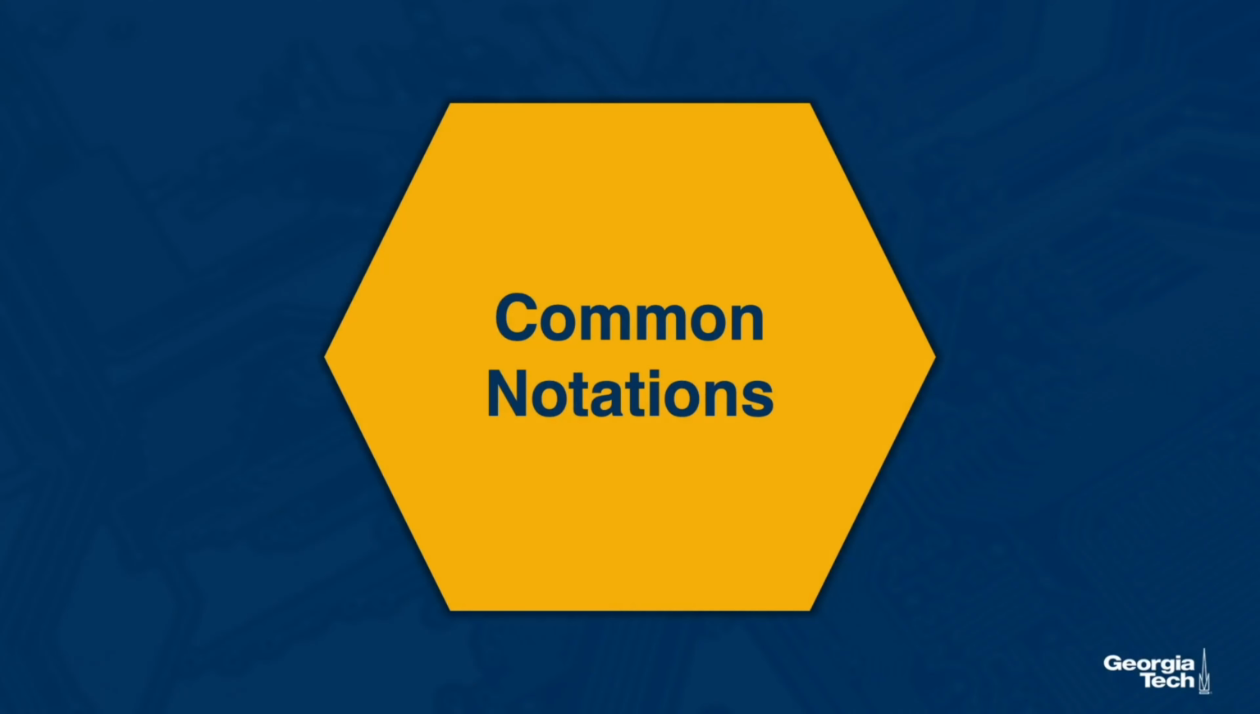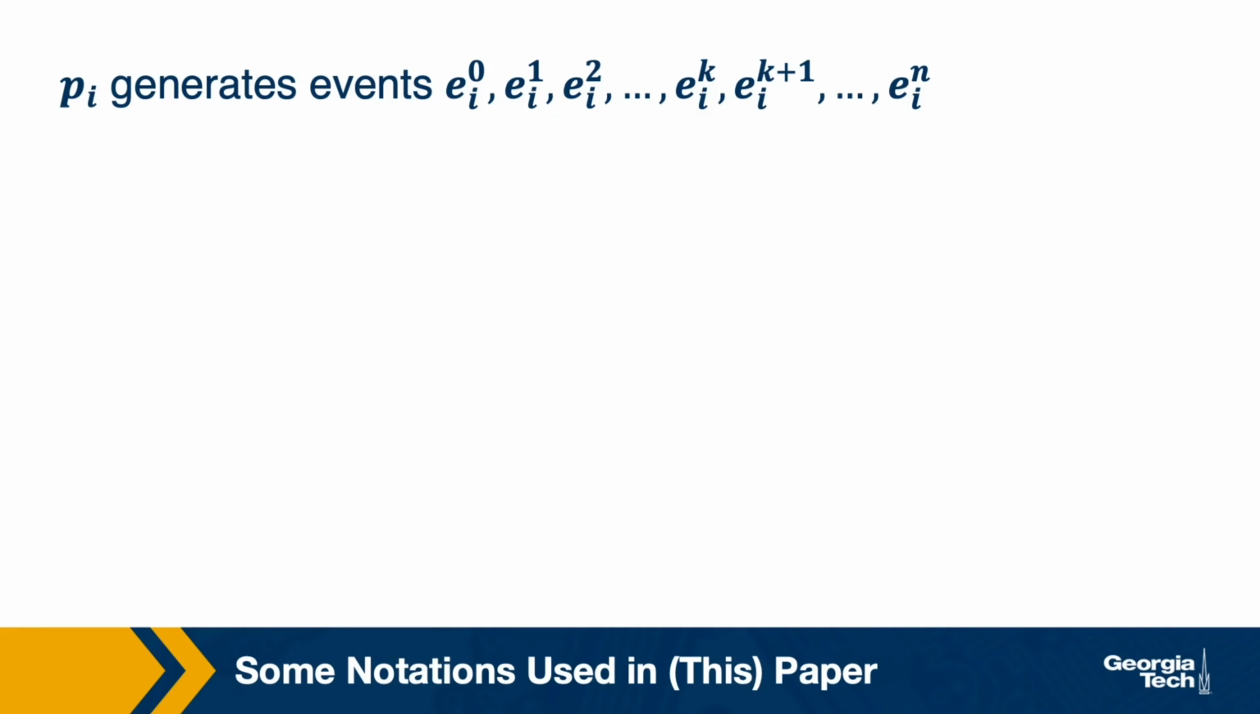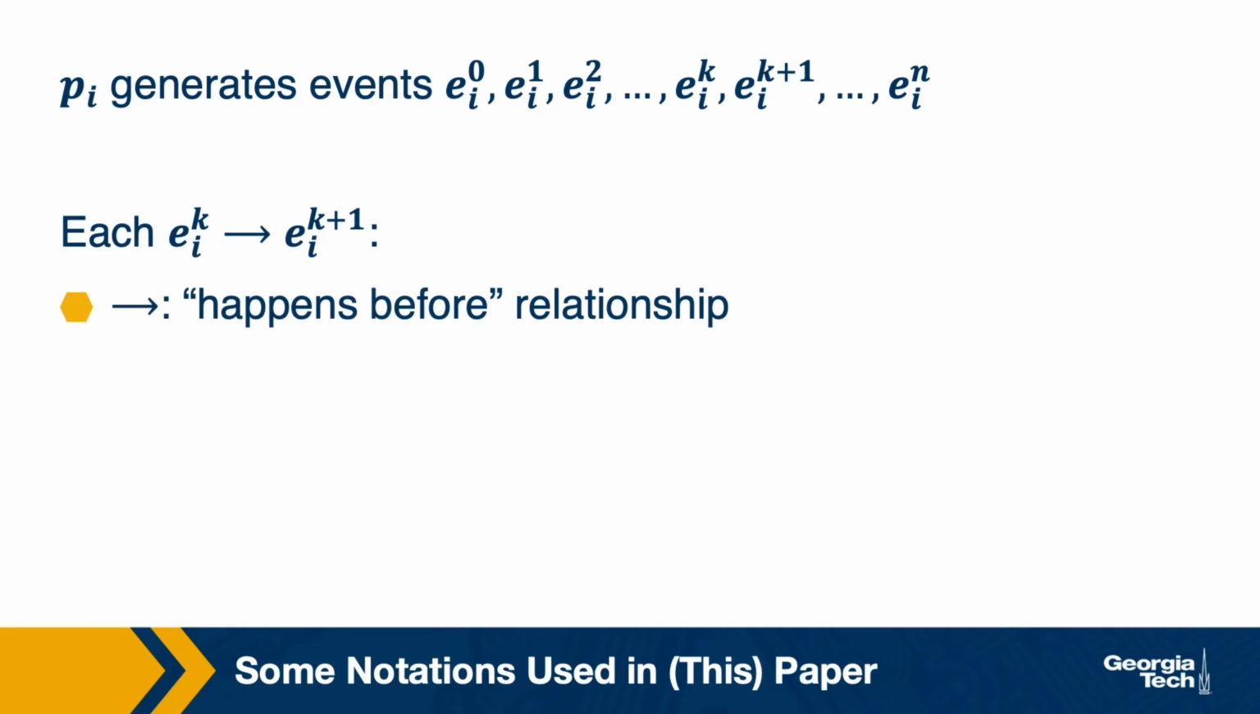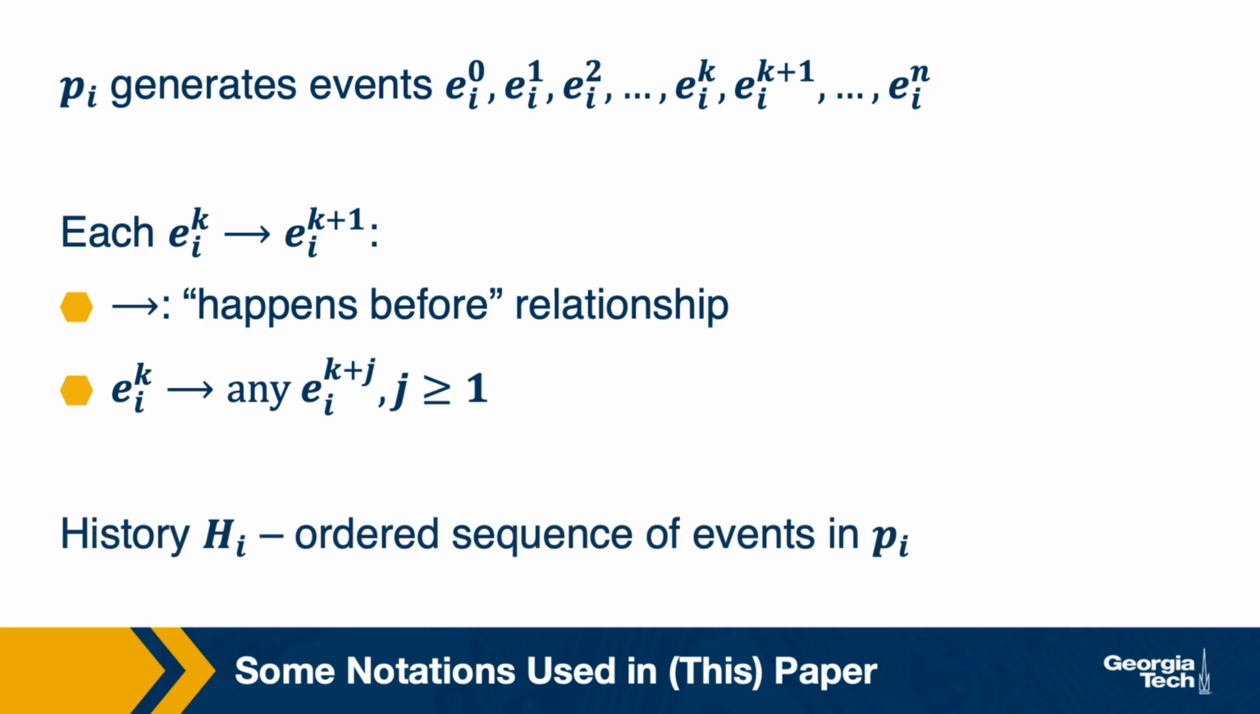Before we go into further detail, I want to introduce some notation that we will use in this and some of the subsequent lessons. The execution of a process Pi is a sequence of events. Each event, e_i^k, happens before the event e_i^(k+1). This arrow notation is a common way to express the happens-before relationship. e_i^k happens before any e_i^(k+j), where j is greater than or equal to 1.